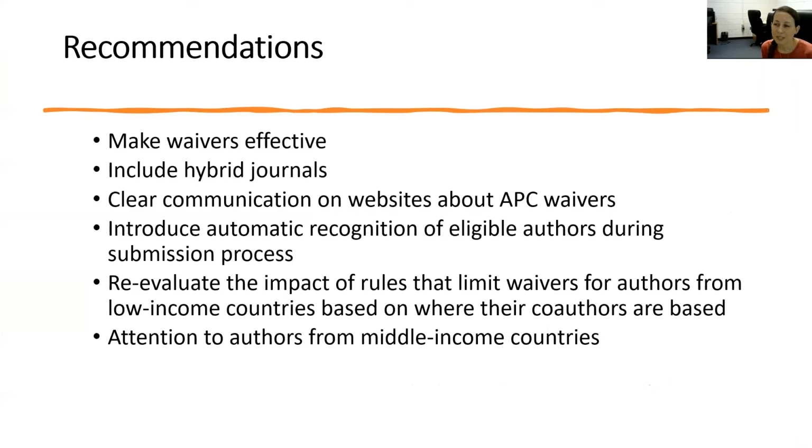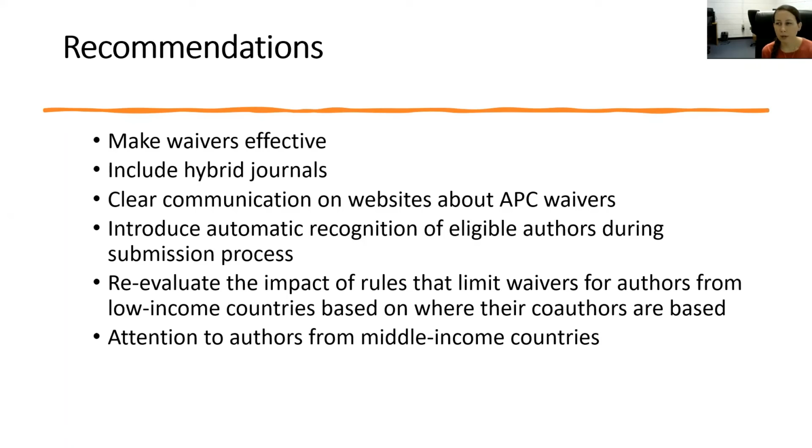So we make some specific recommendations on how we could improve representation and make publishing more accessible and inclusive to authors from all different regions and national income groups. First of all, we need to make waivers more effective. We need to rethink how we can reach authors, individual authors who are most disadvantaged, and not look strictly at country of affiliation.